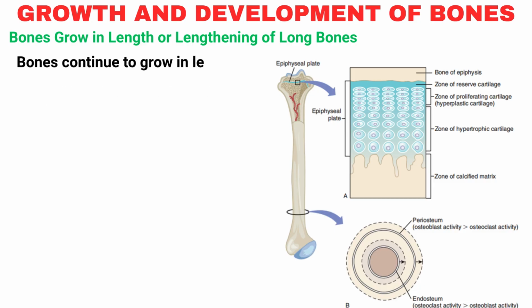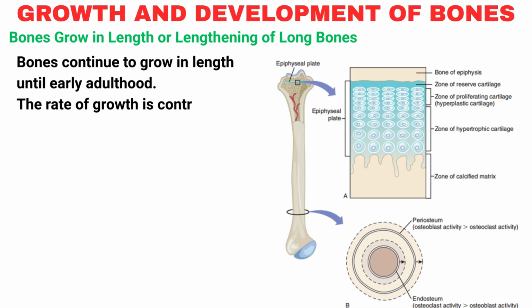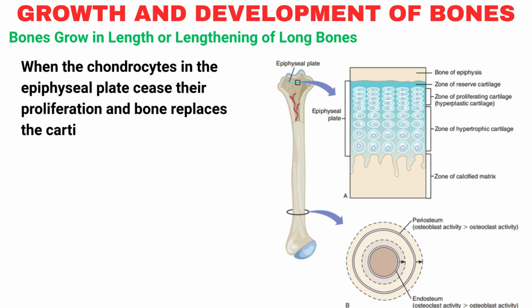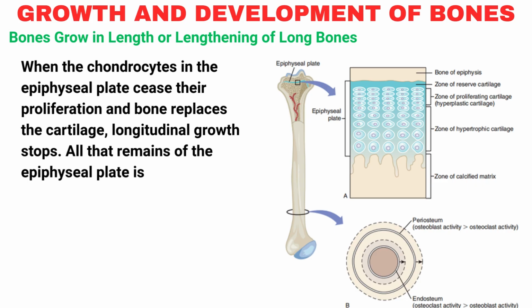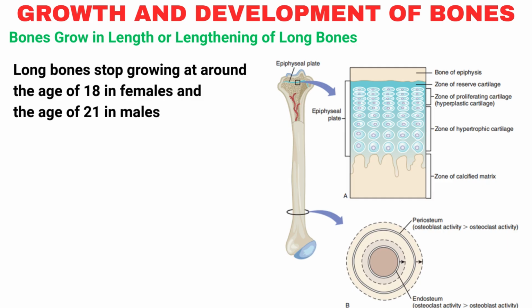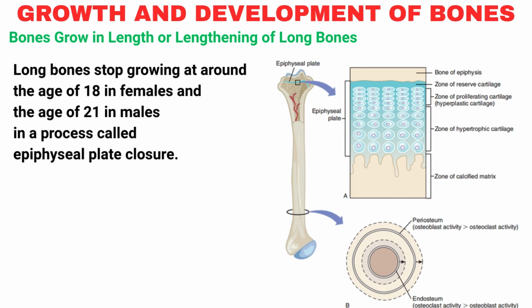Bones continue to grow in length until early adulthood. The rate of growth is controlled by hormones, which will be discussed later. When the chondrocytes in the epiphyseal plate cease their proliferation and bone replaces the cartilage, longitudinal growth stops. All that remains of the epiphyseal plate is the epiphyseal line. Long bones stop growing at around the age of 18 in females and the age of 21 in males in a process called epiphyseal plate closure.